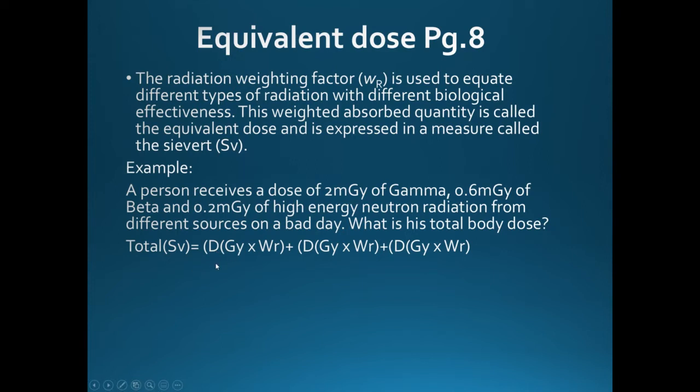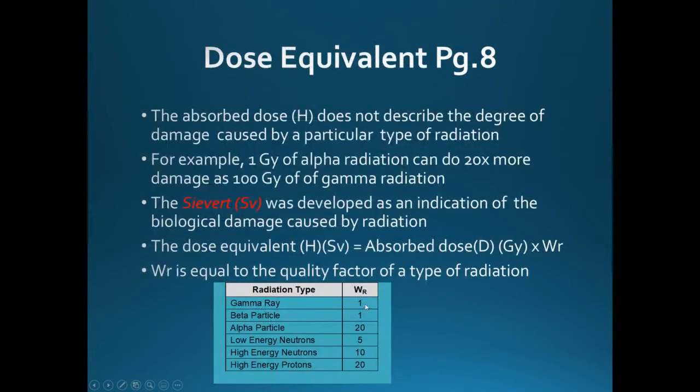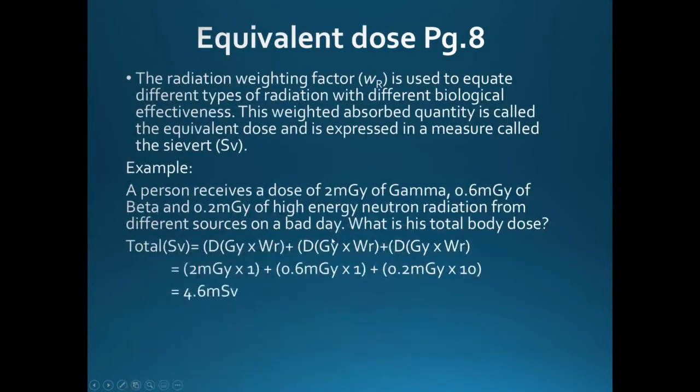It looks like this, right? So we'll take the dose of the first one, in grays, multiplied by the weight rating, and then the second one, and then the third one. So let's see here. Okay, 2 milligrays times 1, and I'm getting this one from the table from the previous slide. So if we look at gamma, beta, and neutron, I'll just go back here real quick. Okay, gamma 1, beta 1, and neutron 10. So that's where those numbers come from.